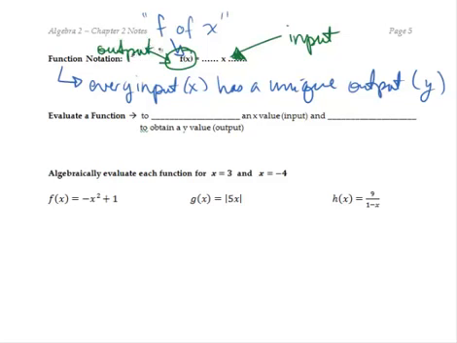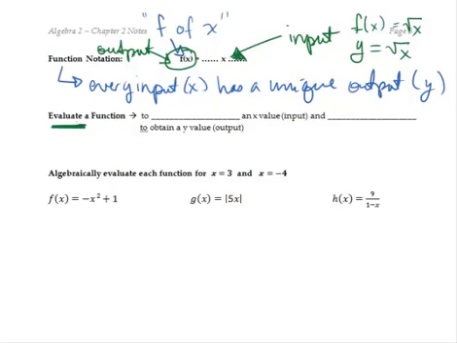In the past, you might have seen things like y equals the square root of x. Now, instead of y, we're going to say f of x equals the square root of x. So really, your f of x and your y, they're both outputs. You put in a value for x, you get out a value. So let's practice this a little bit. We're going to evaluate functions.